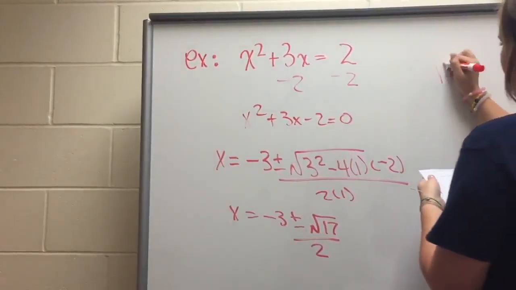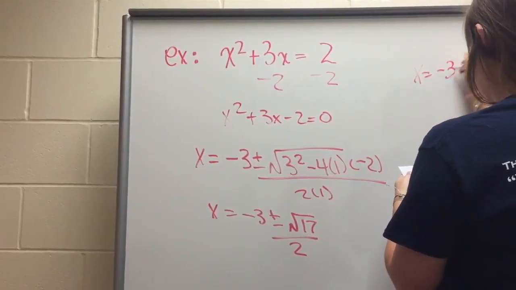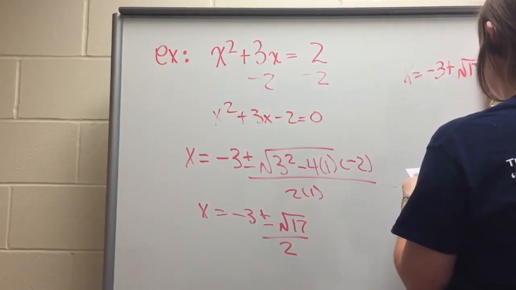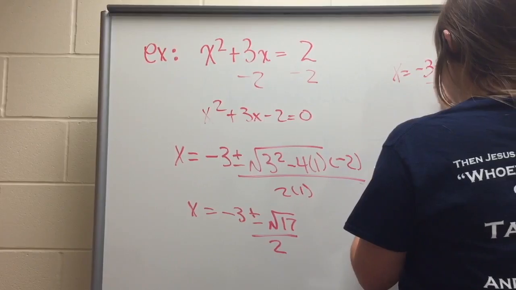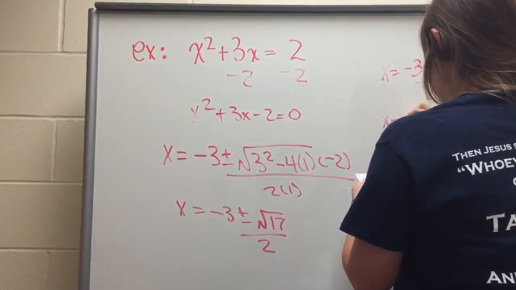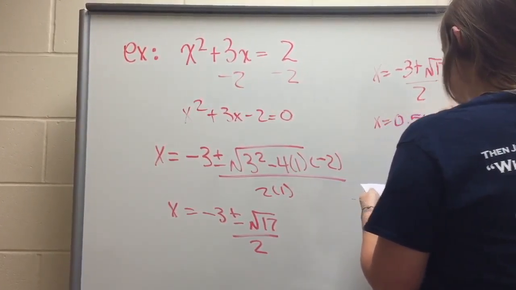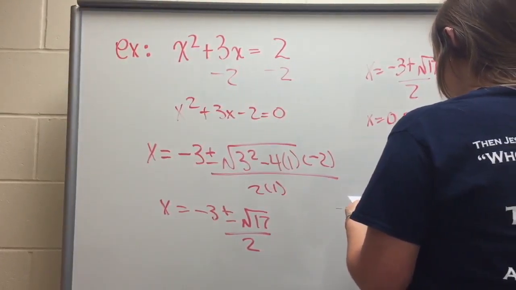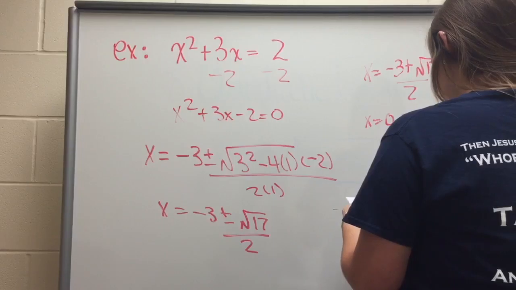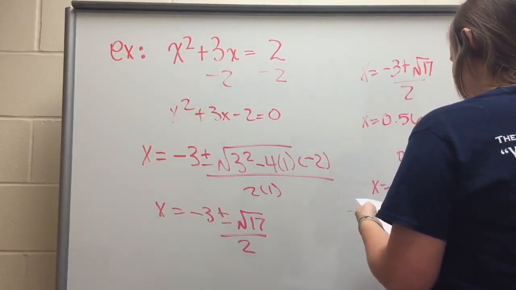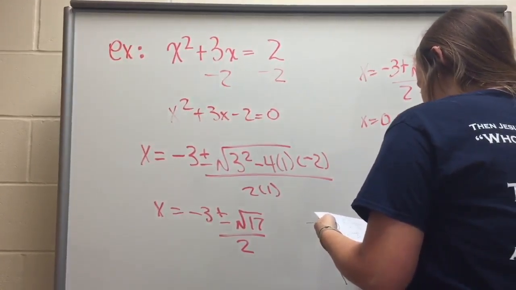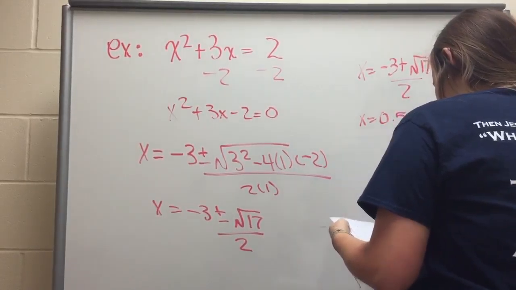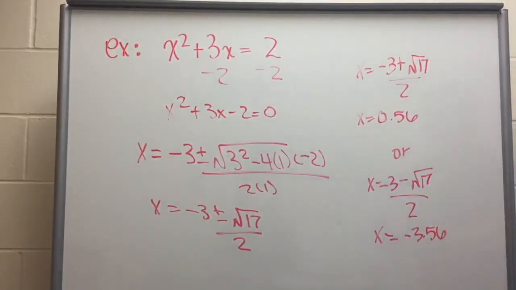This then gives you x equals negative 3 plus the square root of 17 divided by 2, which is x equals 0.56, or x equals negative 3 minus the square root of 17 divided by 2, which equals negative 3.56.